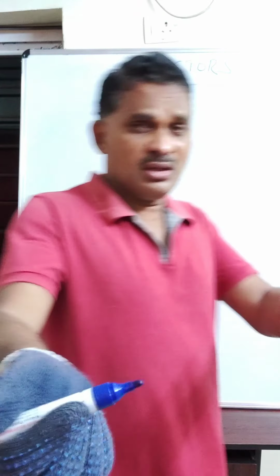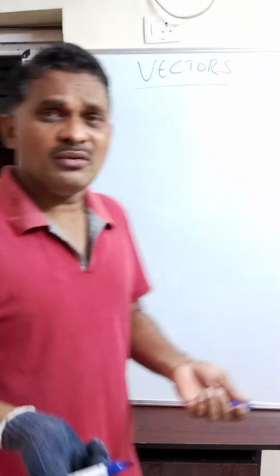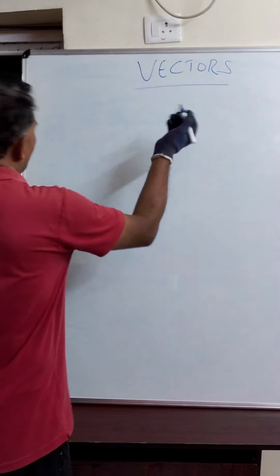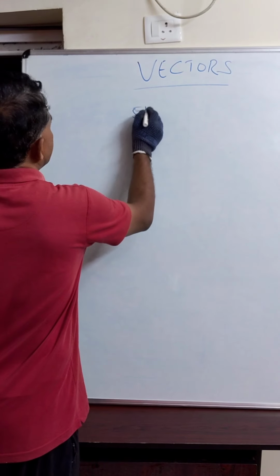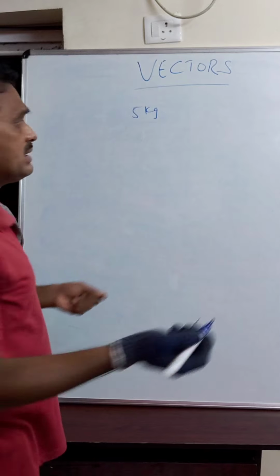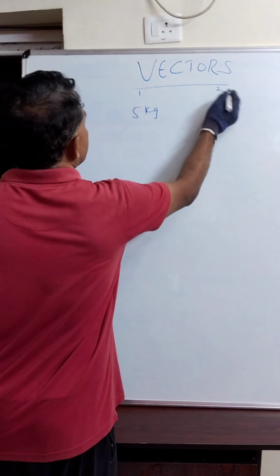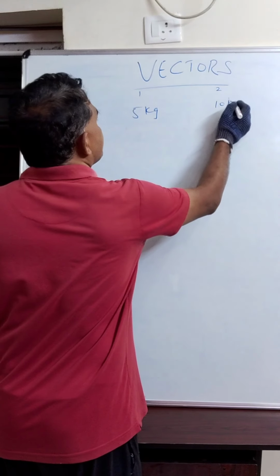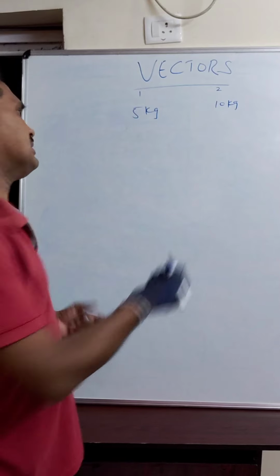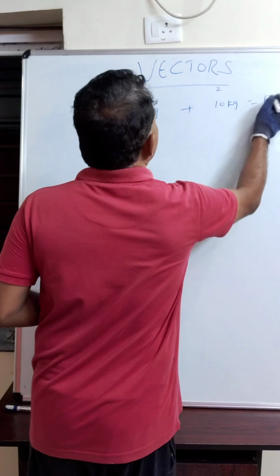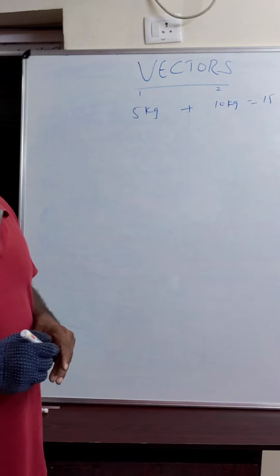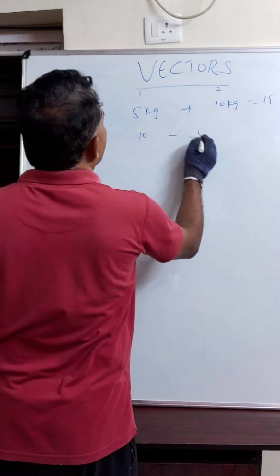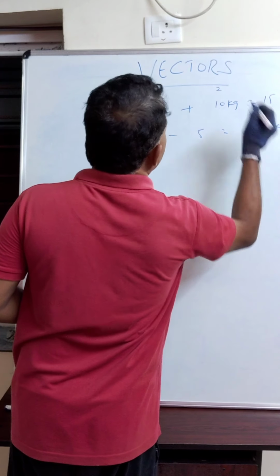So what is a scalar? It doesn't have direction, only magnitude. Suppose the mass of one object is 5 kg, and another object's mass is 10 kg. What is the total weight of these two objects? Just simple, 5 plus 10, 15 kg. What is the difference? 10 minus 5 is equal to 5 kg.